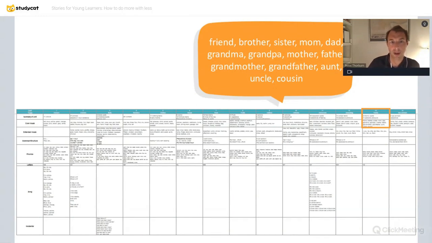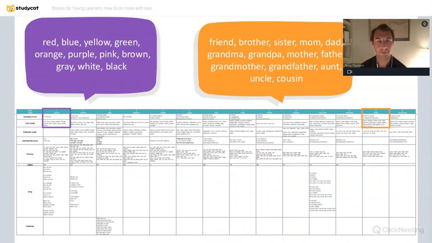We've got friend, brother, sister, mom, dad, grandma, grandpa, mother, father, grandmother, grandfather, very similar, and uncle and cousin. And here's another one from the first unit. So maybe slightly lower level. We've got red, blue, green, yellow, orange, purple, pink, brown, gray, black, and white. All right, so lots of vocabulary for colors there.